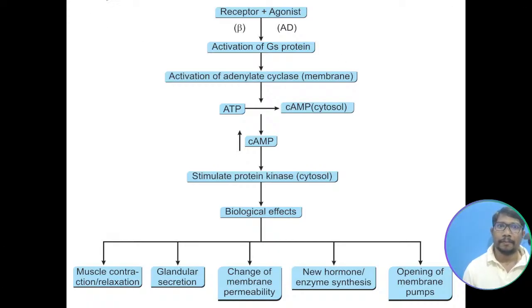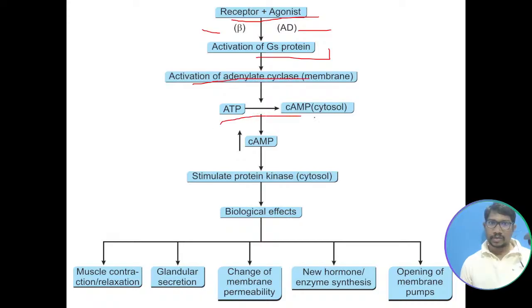So for example, how does the type 2 receptor act? Like a GPCR receptor plus agonist. The receptor is your beta receptor, the agonist is your adrenaline. So adrenaline interacts with the beta receptor, causes the activation of Gs protein, stimulates activation of adenyl cyclase.